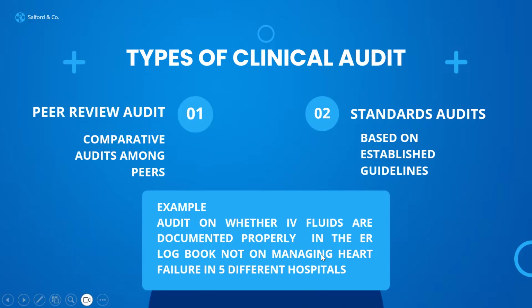Instead, you cannot do an audit on managing heart failure in five different hospitals, okay, because there are no specific guidelines for managing heart failure. One professor would say, I manage heart failure in this way. If there is a proper way of managing heart failure, you can do that. But heart failure is a very long chronic disease, and you have to follow up the patient for a long period of time. So instead of doing that, for a clinical audit you can go for a topic that you can easily do, like anything that is affecting the system, the process.